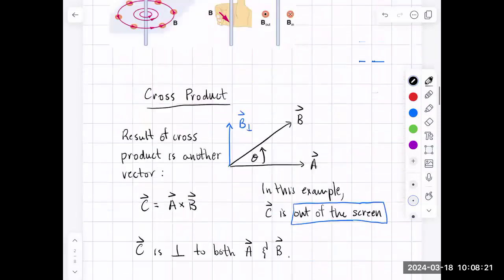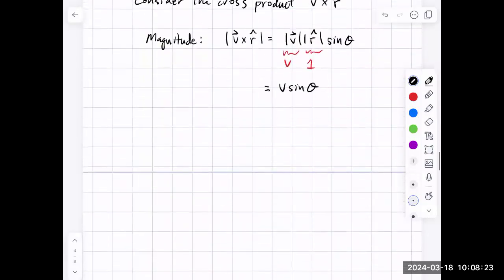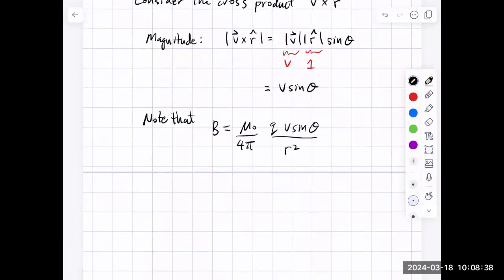So if we go back here, we just note that B was equal to mu naught over 4 pi. And then what was it? It was V sine theta over R squared, and then there was a factor of Q there. So the magnitude of this cross product gives us part of our expression for the magnetic field due to the moving charge.